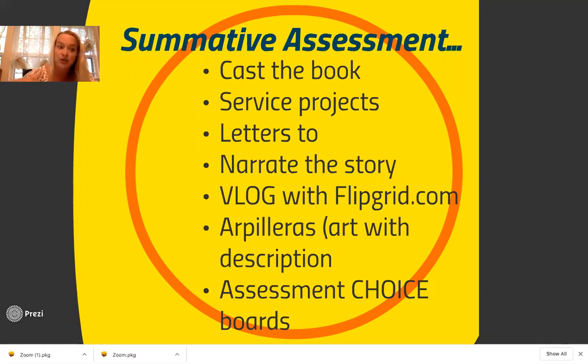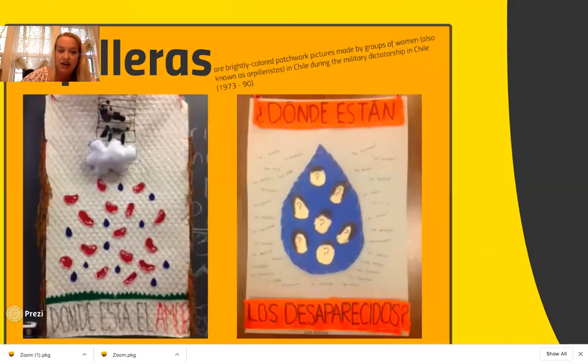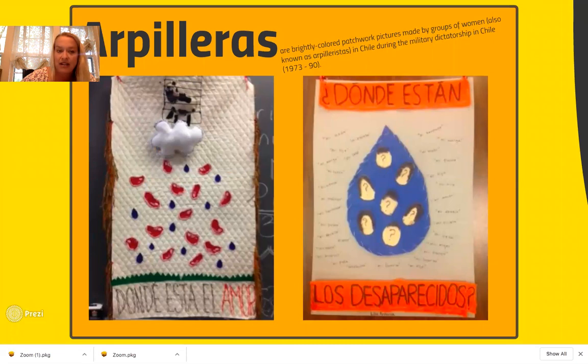They're really cool to demonstrate what they understood about the unit, and then they can talk about their arpilleras in the target language. But it's all about choice. You want to give your kids choice on assessment. Here are some examples of some arpilleras that my students did.